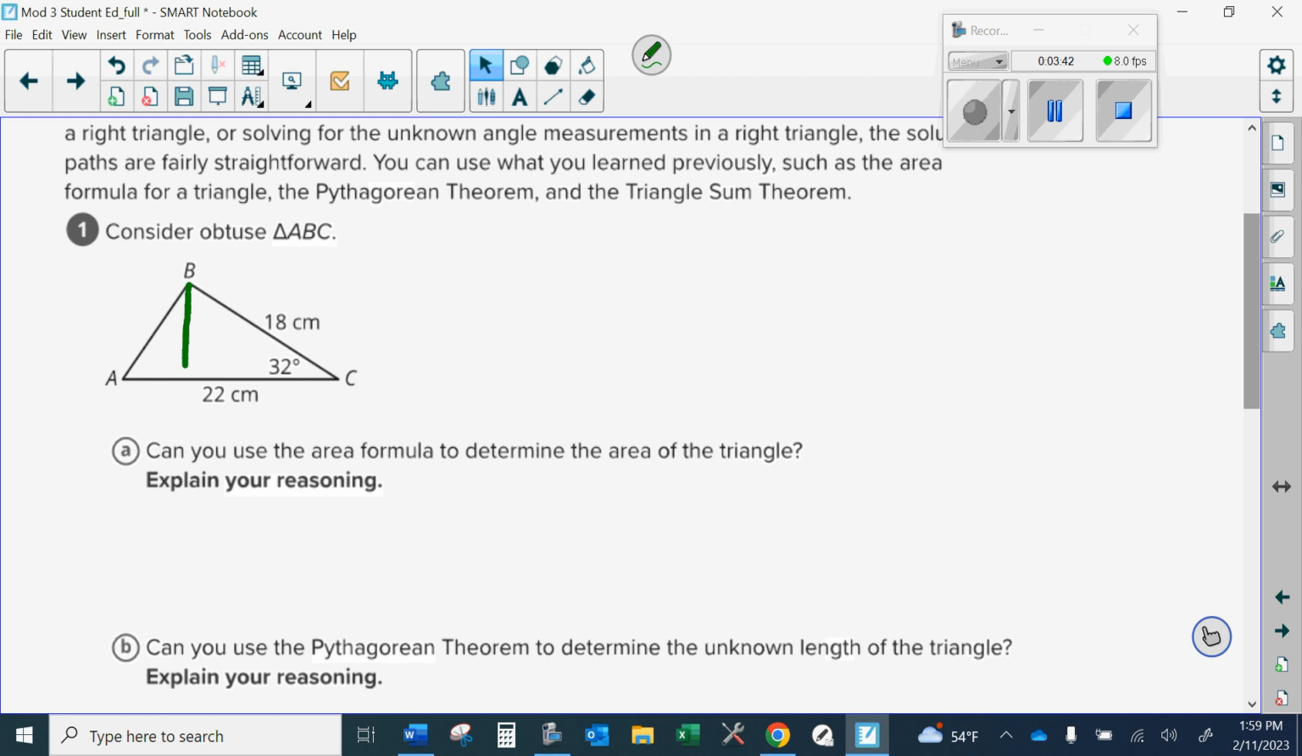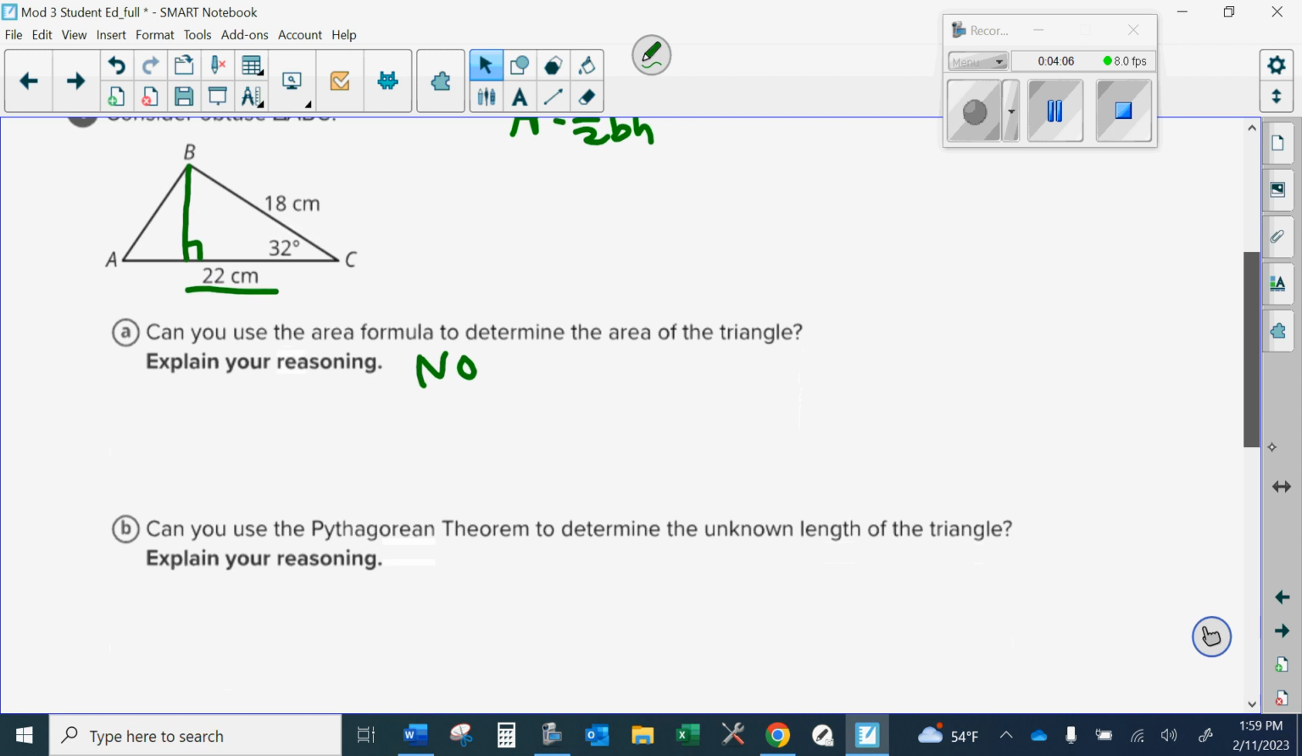Remember, height or altitude would be that right there. I don't have that. Remember, the area of a triangle, as you should know, is 1/2 base times the height. We have the base, 22, but we don't have the height, so we can't use that to find that. Can you use the area formula, 1/2 base times height, to find the area of this triangle? No, because we don't have the height.